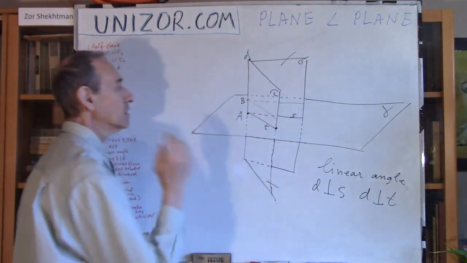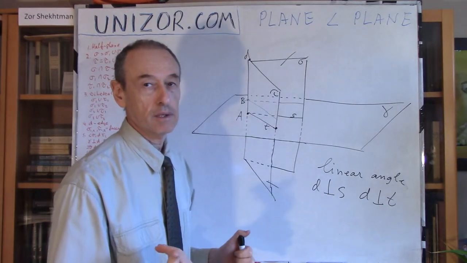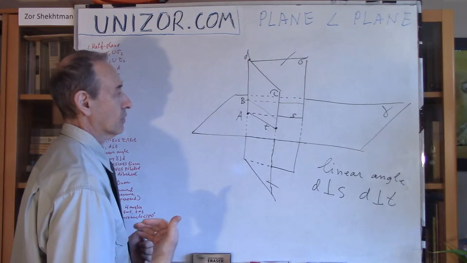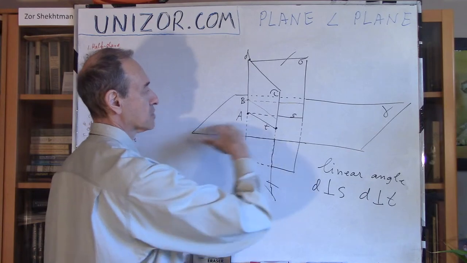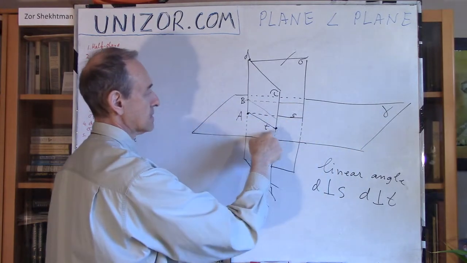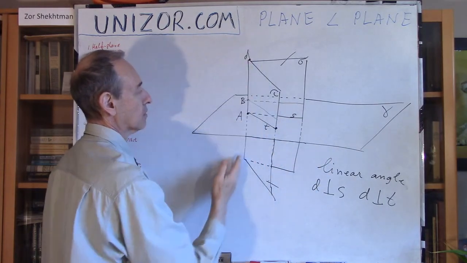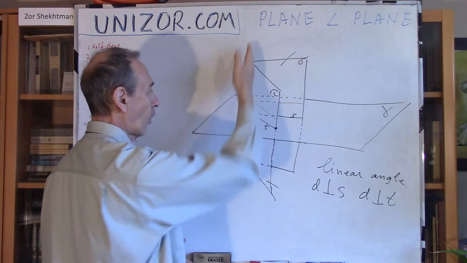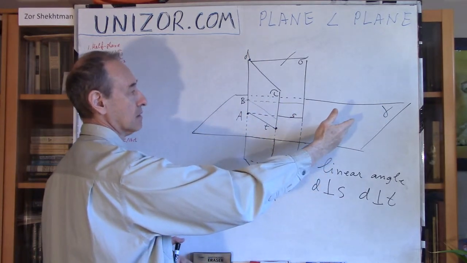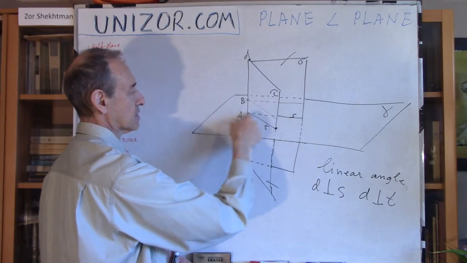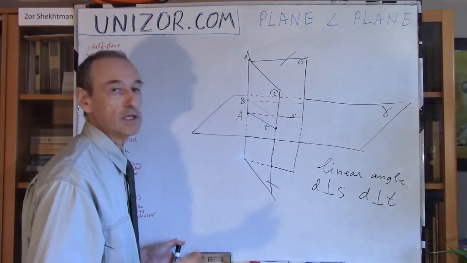Now, how about in reverse? For instance, you have a linear angle. Does it define the dihedral? Well, let's put it this way. If you have a linear angle, you can always draw a plane through these two lines, S and T, which is gamma. You can always put one and only perpendicular to both S and T, or perpendicular to the entire plane gamma actually, at the point of intersection of these two lines. So D is uniquely defined.